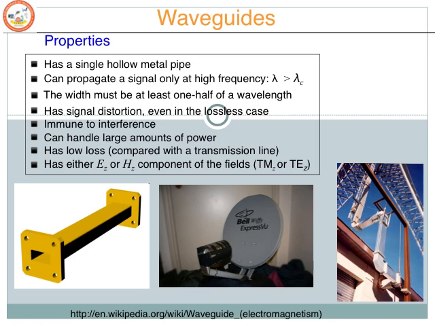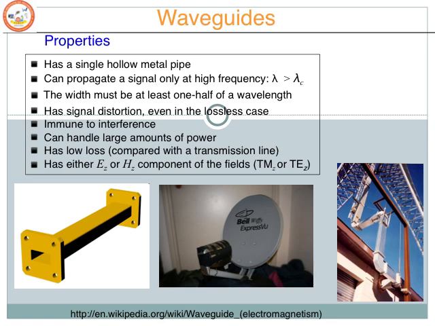Whatever we have come across, two-wire transmission line, coaxial, microstrip, it has low loss. Either EZ or HZ components of the fields. This waveguide will have EZ or HZ. As we discussed, the transmission line will not have EZ or HZ components, but here it will have EZ or HZ components of the field. Waveguide, as I told, is itself one type of transmission line.